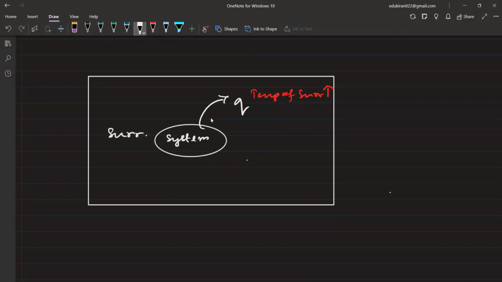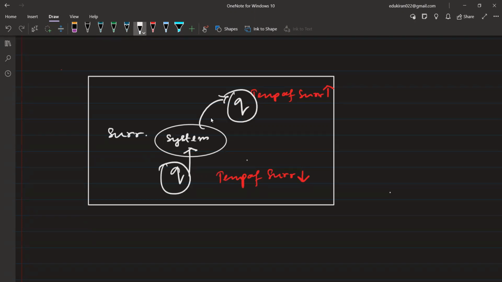And let us suppose if we are giving heat to the system, then in this case, the temperature of surrounding decreases. Yes or no? Is that right? Yes, sir. That is correct. So what is happening? In the first case, we are giving out heat, so the temperature of the surrounding will increase. That is the only change that happens if heat is involved.